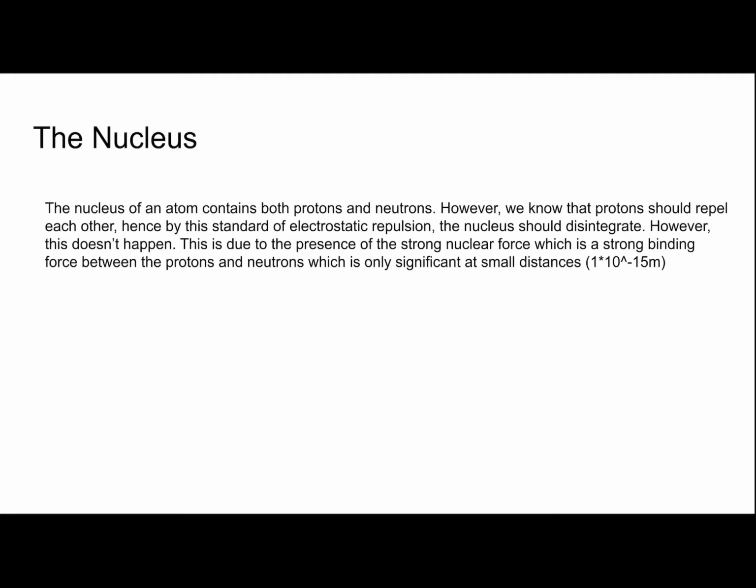This is due to the presence of the strong nuclear force, which is the strong binding force between the protons and neutrons. However, this binding force is very significant at very small distances. At very small distances, this force will overcome the electrostatic repulsion. Therefore, the nucleus will be held together because the nuclear binding force is bigger than the electrostatic repulsion. However, this is only significant at very small distances. As an approximation, it's only about 1 times 10 to the power negative 15 meters. So that's very small distances there.